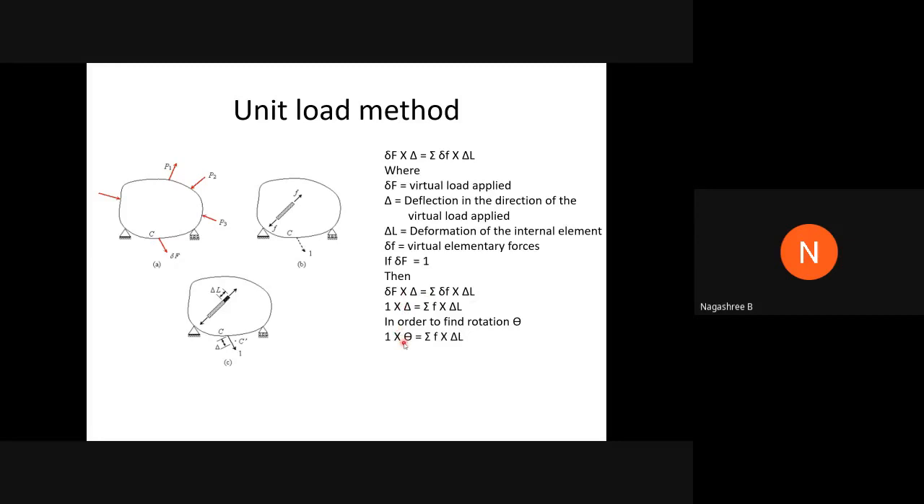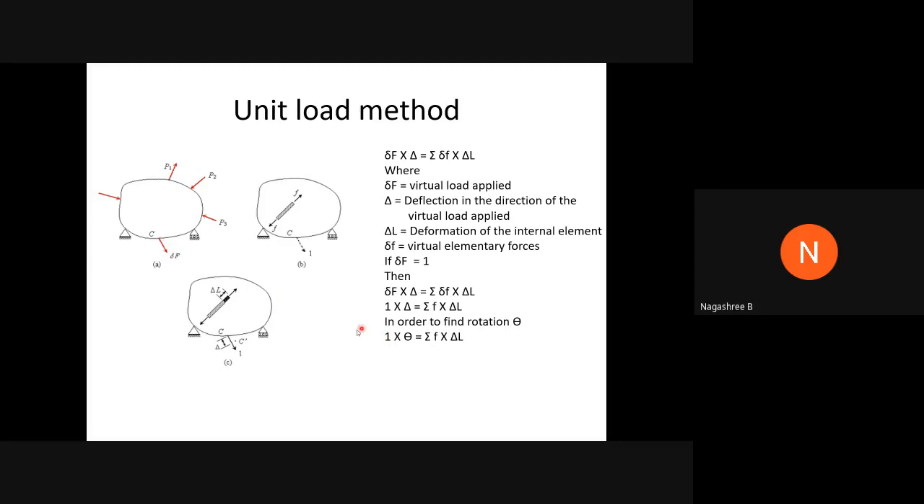Similarly, in order to find out the rotation at any point of the loaded structure, in place of delta, I just consider it as theta. Therefore, 1 into theta will be equal to sigma f into delta L. Here, sigma f represents the internal force in the member due to the virtual unit moment or unit rotation applied in the direction of theta.